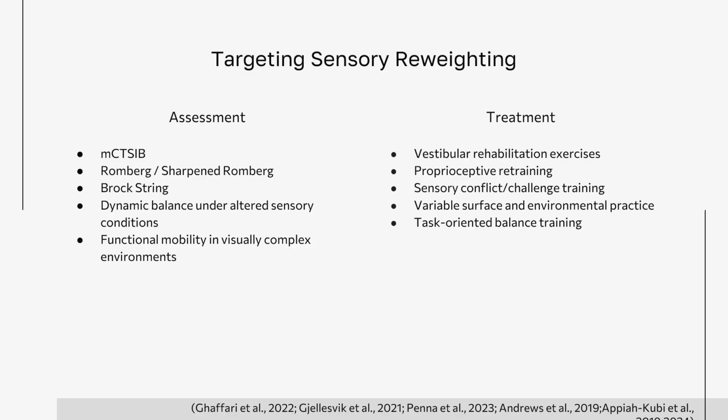And then our treatments are testing them. Vestibular rehabilitation techniques, proprioceptive training, anything that gets these exteroceptive systems and the peripheral sensation going is going to test the patient's capacity for sensory reweighting or train the patient's capacity for sensory reweighting.